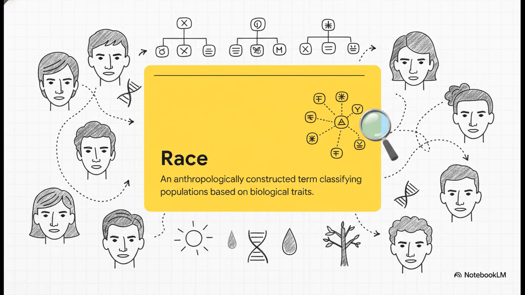Now, contrast that with race. Race is a historically and anthropologically constructed concept that was used to classify populations based purely on inheritable biological and morphological traits. Back in the day, early scientists hyper-focused on physical attributes, things like skin color, head shape, hair type, which, as we know now, are essentially just physical responses to genetics and environmental adaptation.